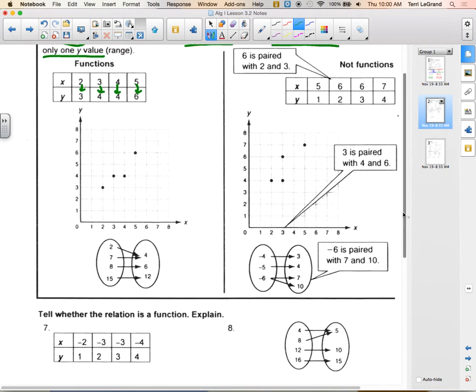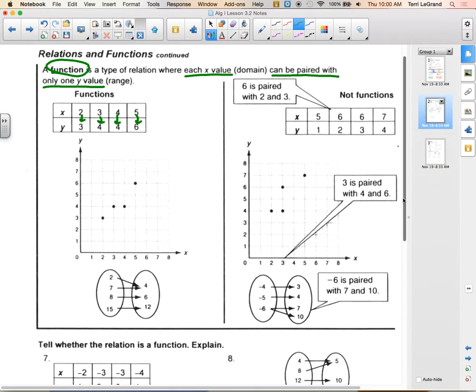And notice now on the other side where they say these are not functions. So it says 6 is paired with both 2 and 3. It has 2 different y values. When x is 6, y is 2 and y is 3. And when you're identifying whether they're functions or not, you don't get to just say function or not a function and take a 50-50 chance that you're right. You have to explain why. You have to give reasons.